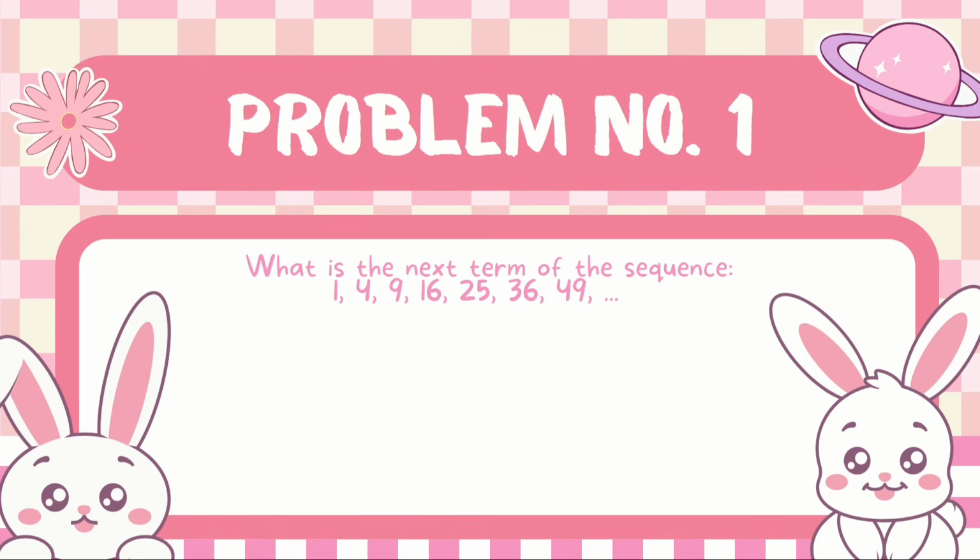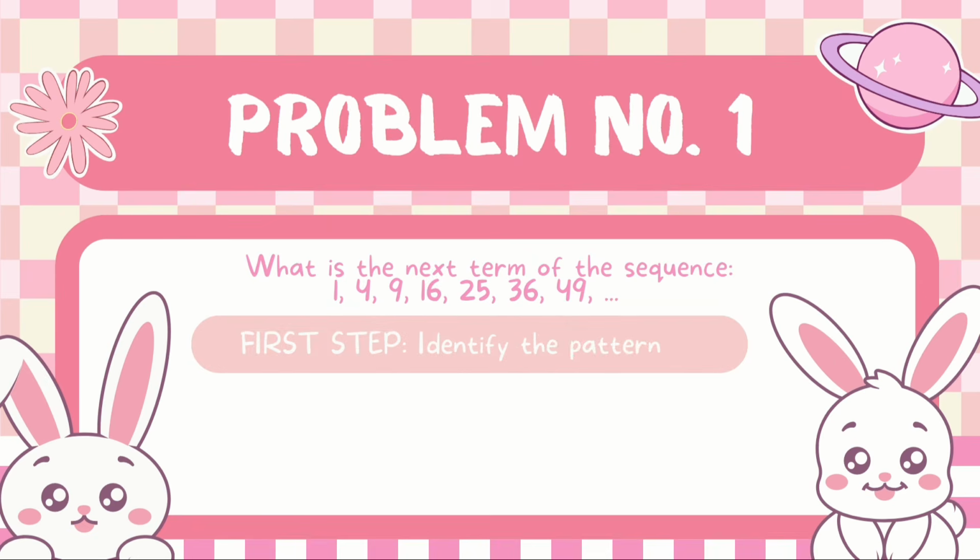Problem number 1 is what is the next term of the sequence 1, 4, 9, 16, 25, 36, 49, and so on. The first thing we need to know is what is the first step. First step is identify the pattern. Think of any possible outcome or pattern that maybe we can use in this sequence.